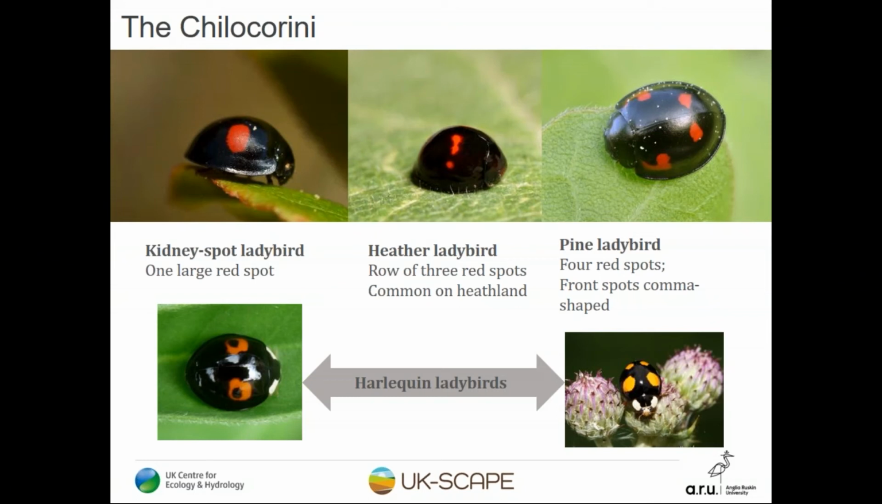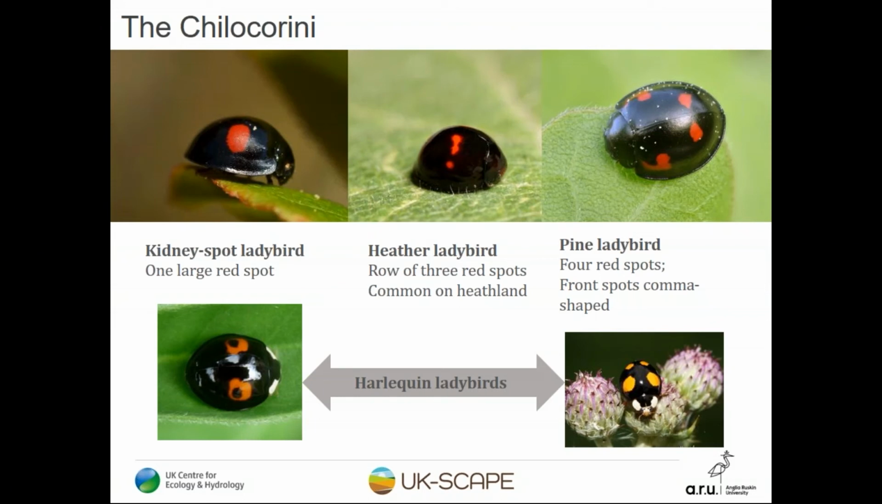So some people do get confused between these black and red native species and the red and black forms of the harlequin ladybird. So just a quick note on that. You can see pictures of two different black harlequin ladybirds at the bottom. The things to distinguish those from the native black and red species is firstly the lack of this prominent rim around the wing cases.